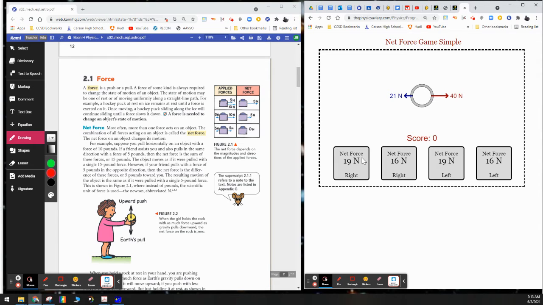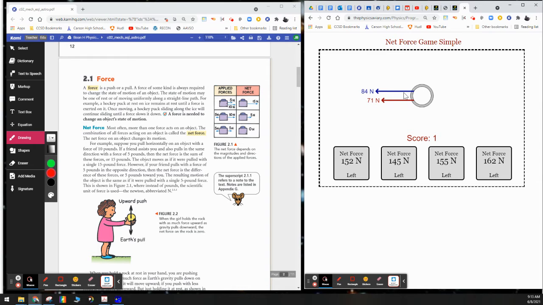Hold on, 40 minus 21 means 19 newtons, so there's a net force of 19. Now it looks like it's going to the right here, right? Because there's a leftover. 40 minus 21 is 19, and it goes to the right. Click on that. Hey, we're correct.